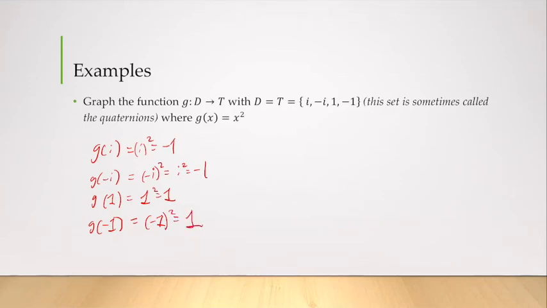So here I have that i goes to -1. I have -i goes to -1. I have that 1 goes to 1, so it maps to itself. And I also have that -1 goes to 1. So here is what my function looks like. Now this isn't as nice, right? This isn't fully connected, and that's okay. It doesn't form a cycle is what I mean, and that's okay.